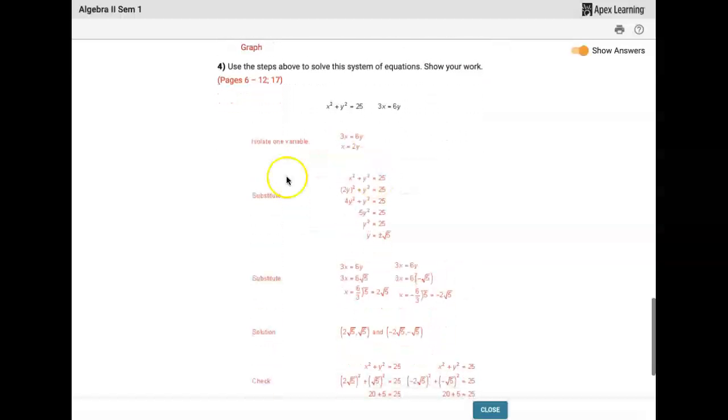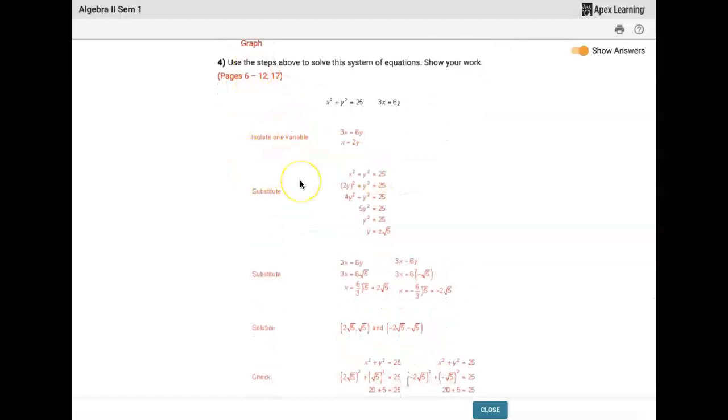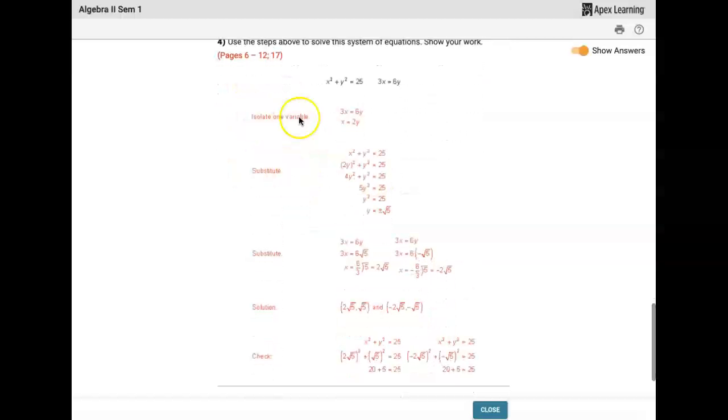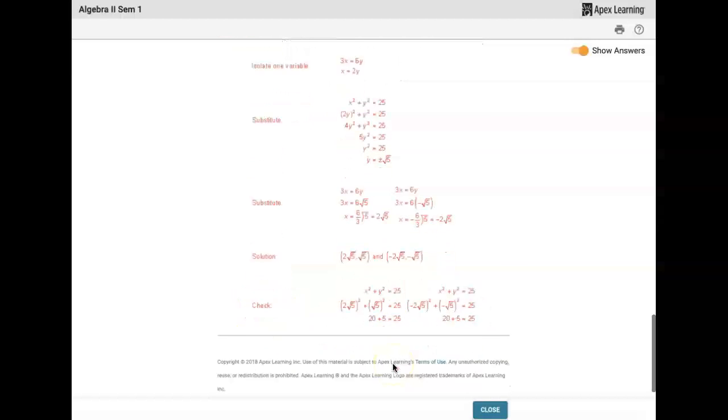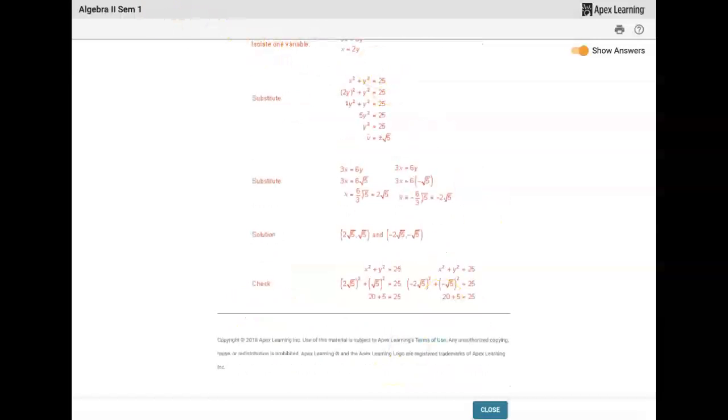Now, this one here, I'm not going to walk you through, okay, but it's using the various steps above. So isolate, substitute, solution, check. Okay, following those different processes.